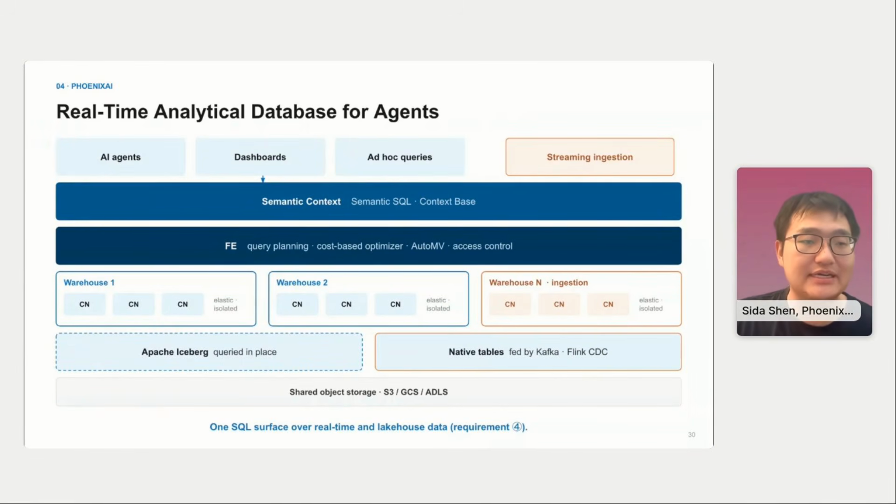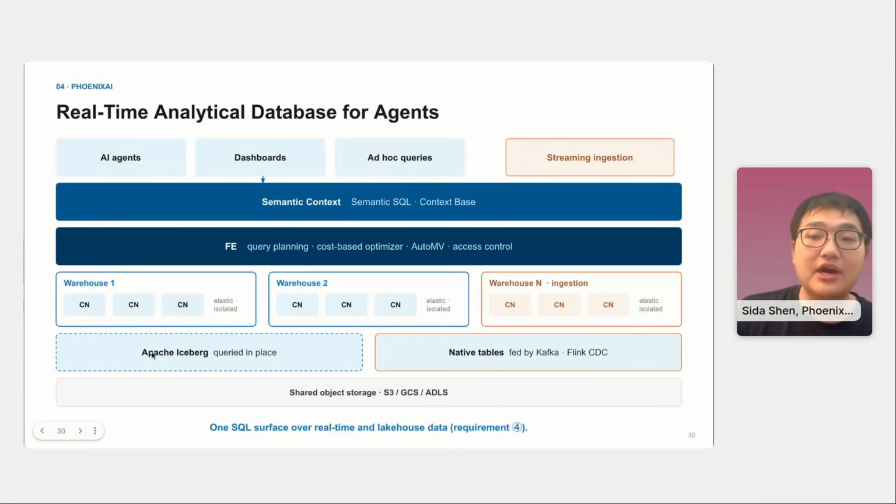All of PhoenixAI is in shared object storage, with our own native tables in our own format that can do real-time updates with up to 5-second data freshness, or you can bring your Iceberg. Everything is in a shared object storage.